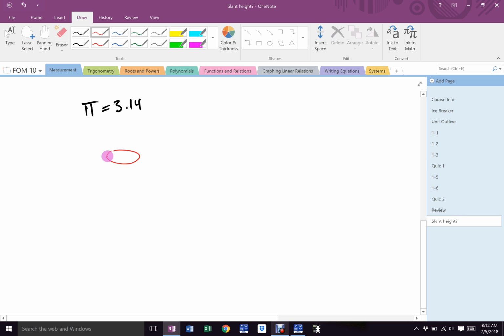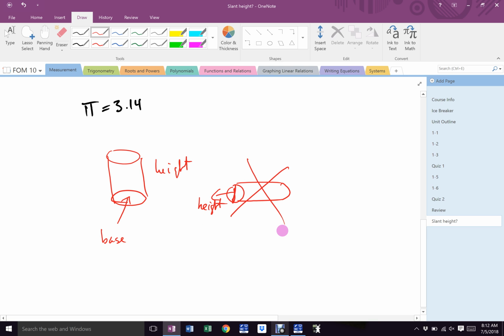If I draw this cylinder, all of you have no problem saying that's the base, and all of you have no problem saying that's the height. But as soon as I turn the cylinder on its side, everyone's like, what? This is the height. And that's wrong. The base is the shape that repeats. Everybody cool?